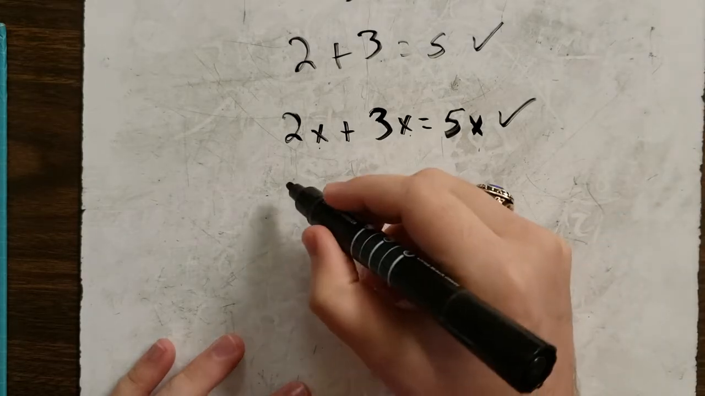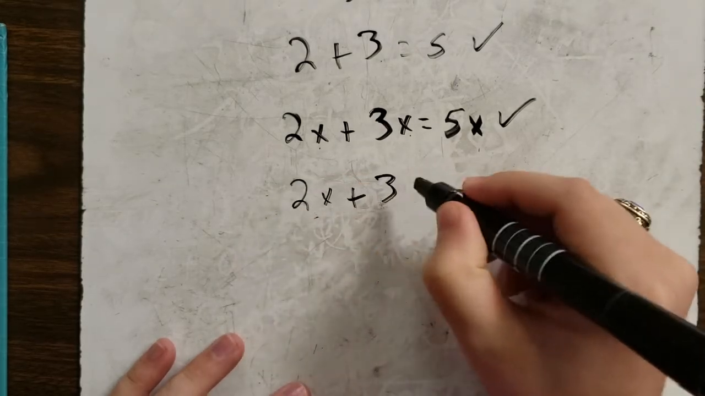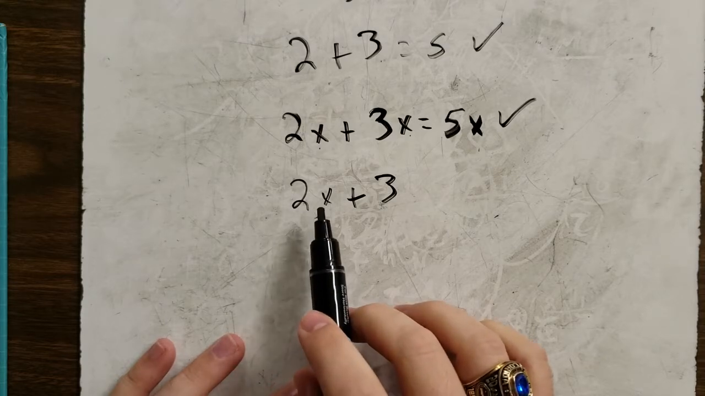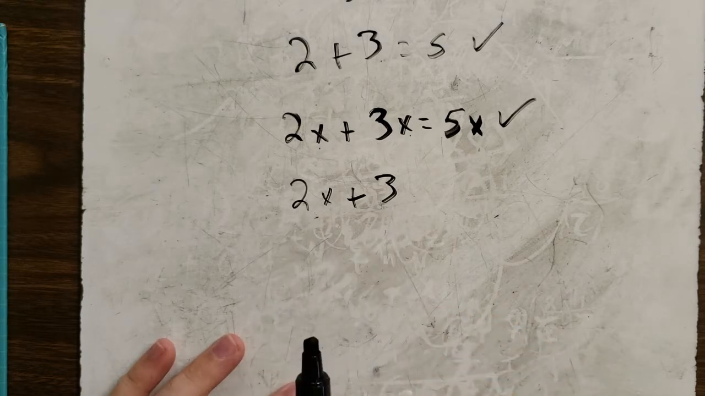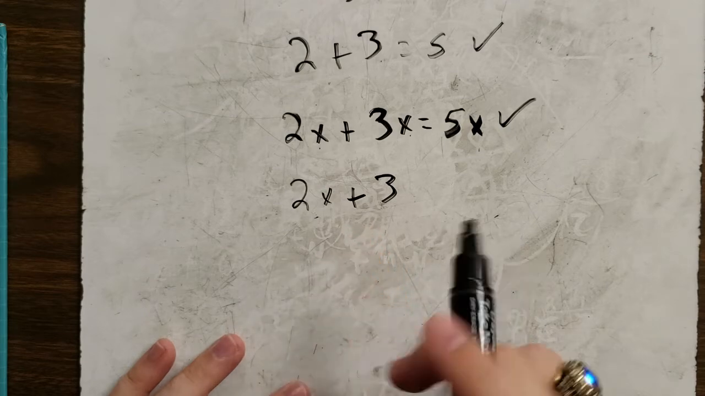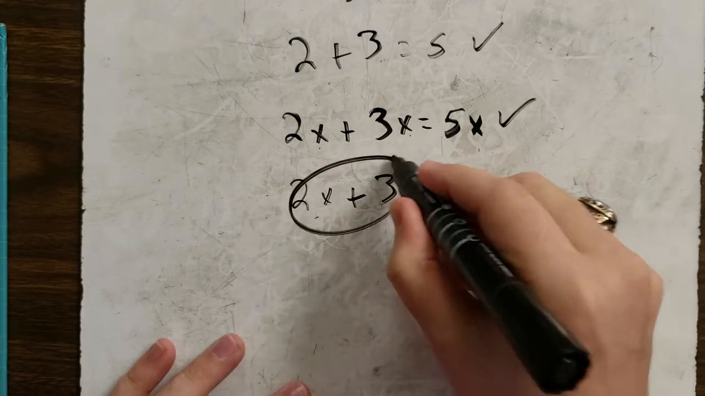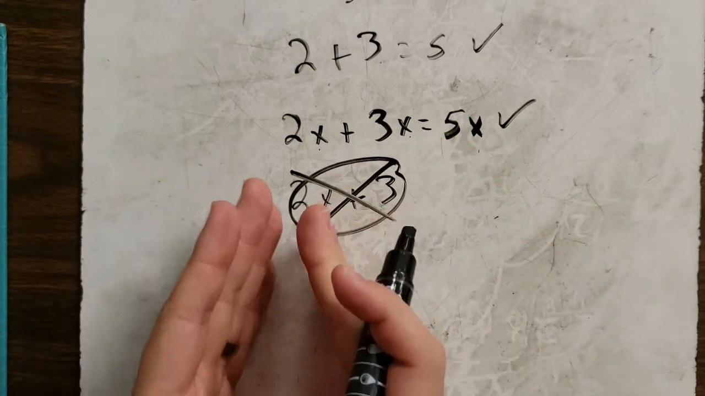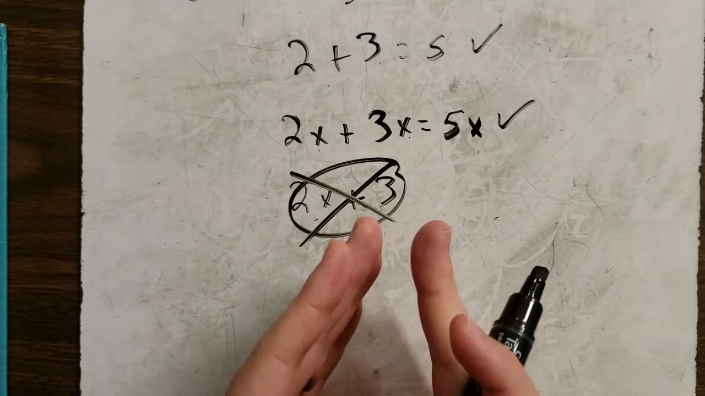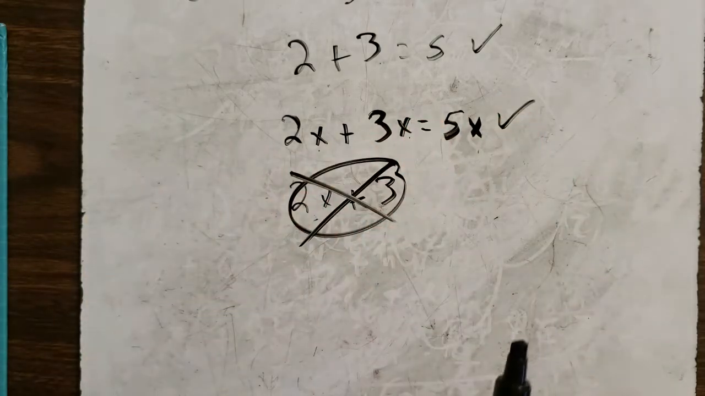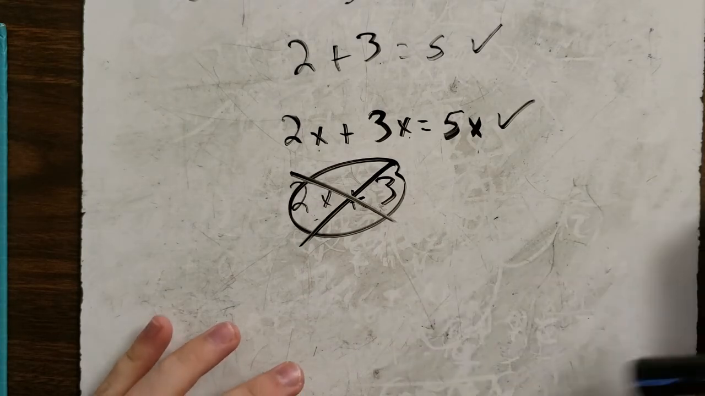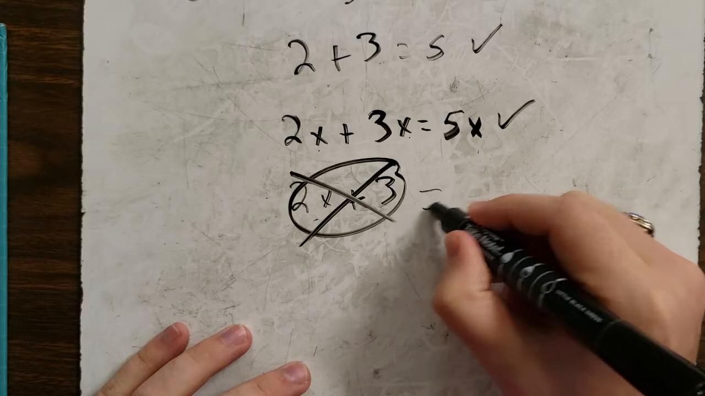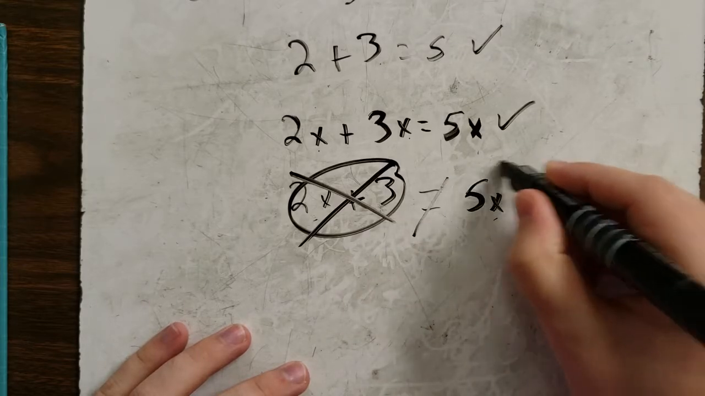But what we can't do is if we had 2x plus 3. Because this number has an x attached to it, and this one does not, we cannot combine them. We cannot add them or subtract them. So this does not compute. That's a really important lesson to learn. It's something that we'll be doing all year: anytime you have a number with a letter added or subtracted to a number without a letter, you cannot do that. No, you can't do that at all. So 2x plus 3 does not equal 5x.